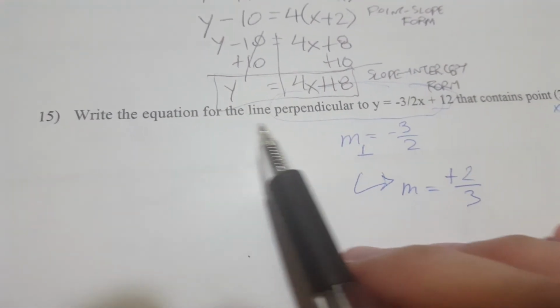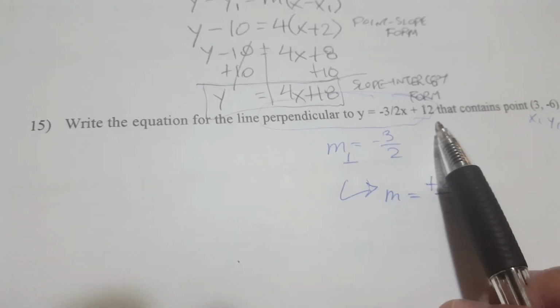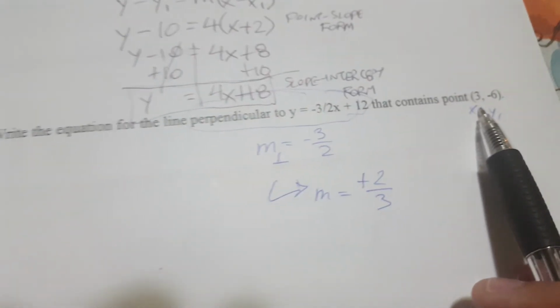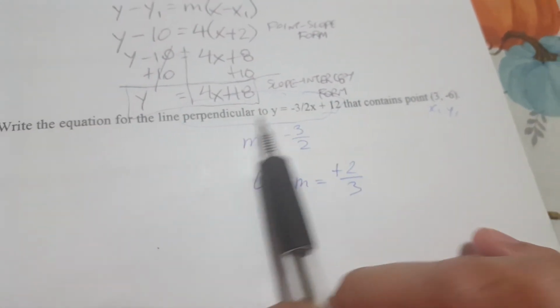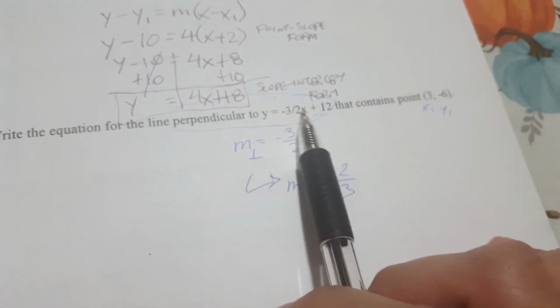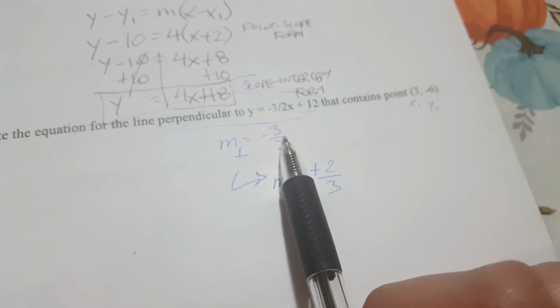Okay, number 15, write the equation of a line perpendicular to y equals negative 3/2 x plus 12, and contains this point right here, 3, negative 6. So there's my x1 and my y1. So here, this is the information to find my slope. They're not just straight out telling me what my slope is. The slope here is negative 3/2.